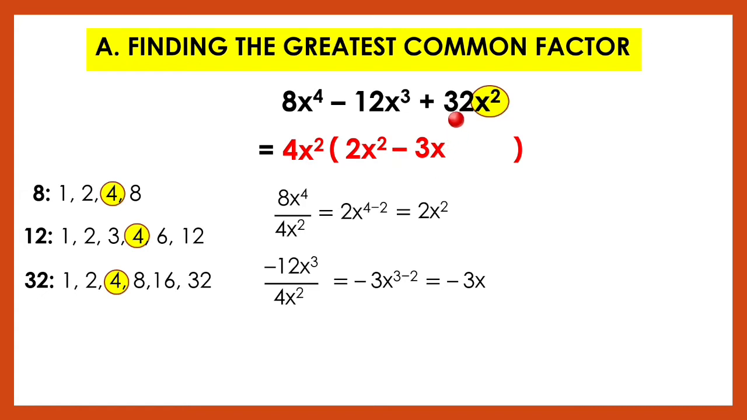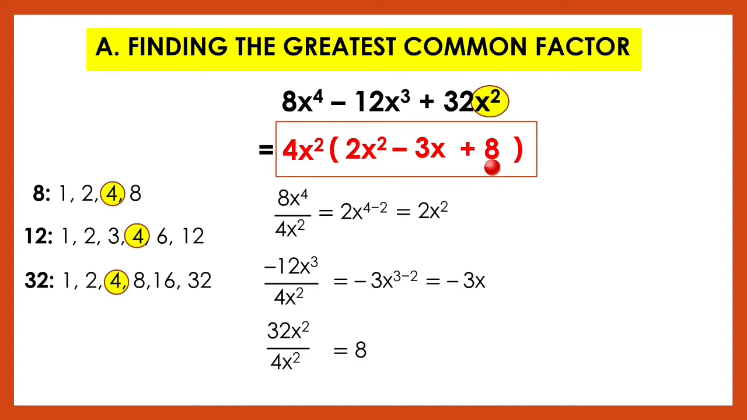For the last term, 32x squared divided by 4x squared. So, what is 32 divided by 4? That is 8. And then, x squared over x squared, makakancel na. Kaya, ang naiwan na lang is 8. So, we have plus 8. So, ang factors ng 8x to the fourth minus 12x cubed plus 32x squared ay 4x squared and 2x squared minus 3x plus 8. Okay, so that is the factor.